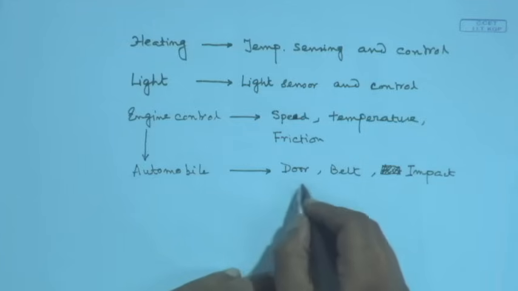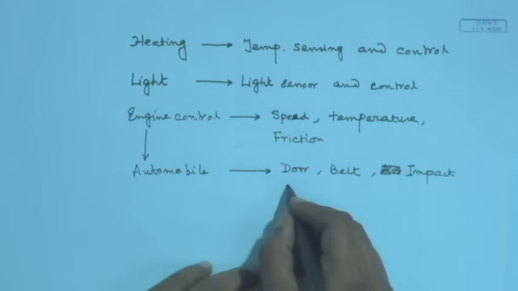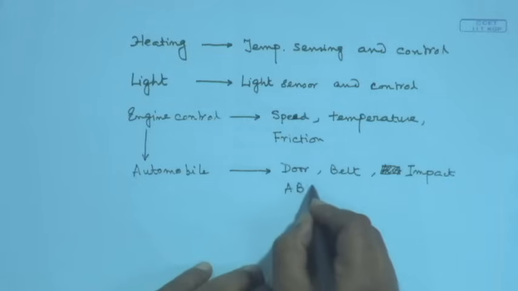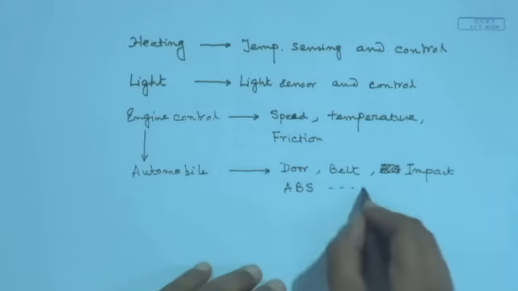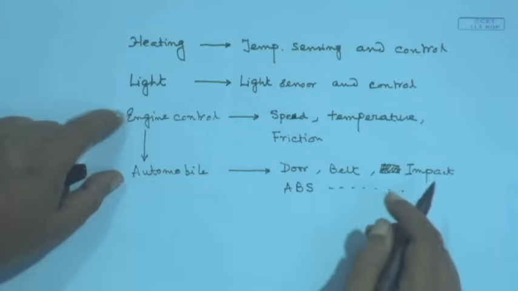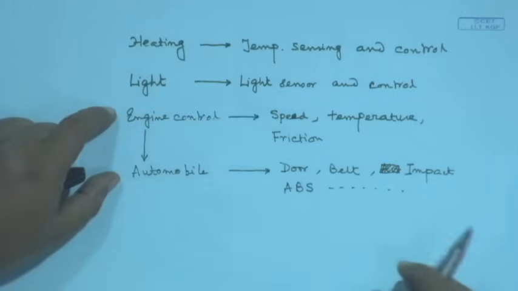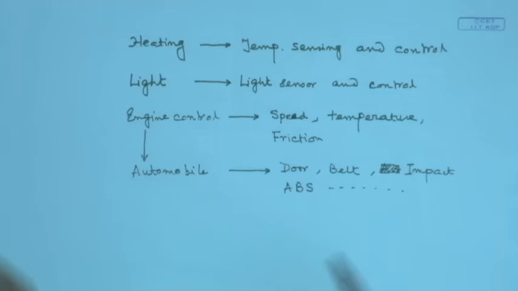Braking control, right, ABS systems where we have got braking control, and so on and so forth. So, these are very important. I mean, automobile is becoming a very interesting and lucrative also from the commercial angle for application of embedded systems here.